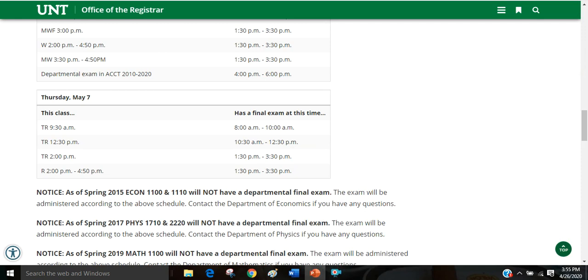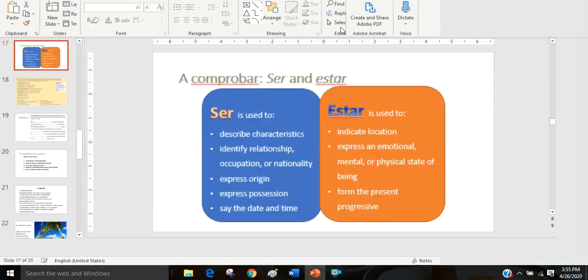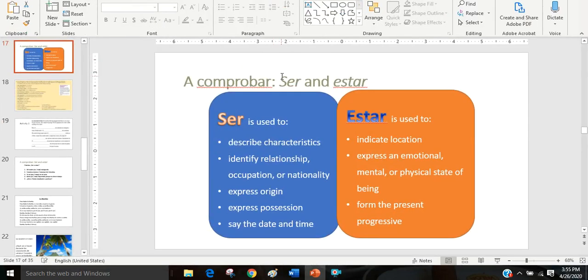Okay, let's start off with ser y estar. Para empezar, ¿cuáles son las formas de ser? Yo soy, tú eres, usted es, nosotros somos y ustedes son. Y estar, la forma: yo estoy, tú estás, usted está, nosotros estamos y ustedes están.